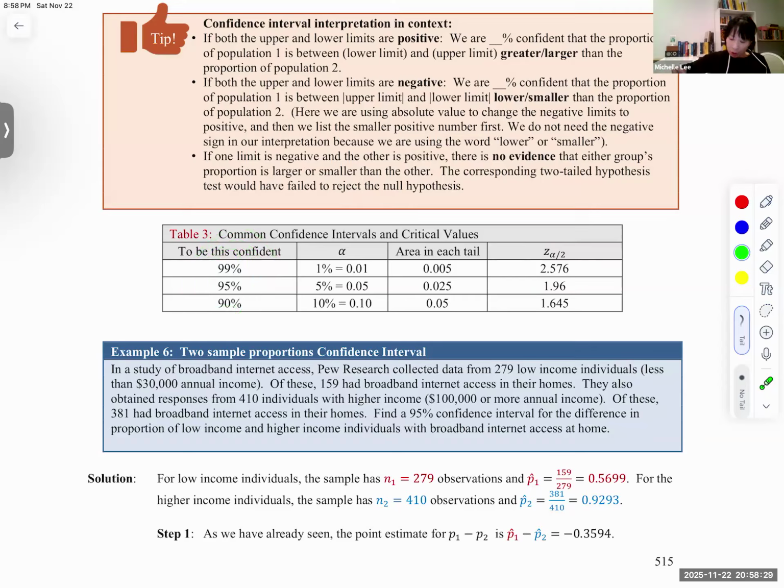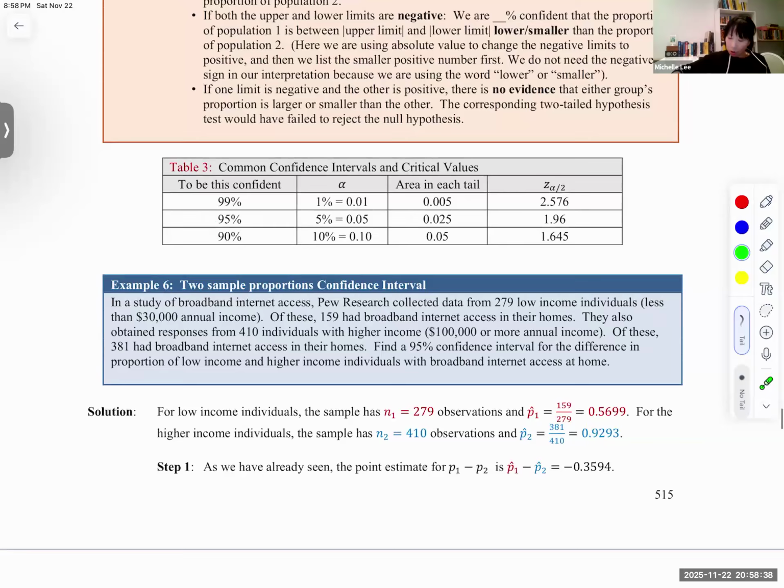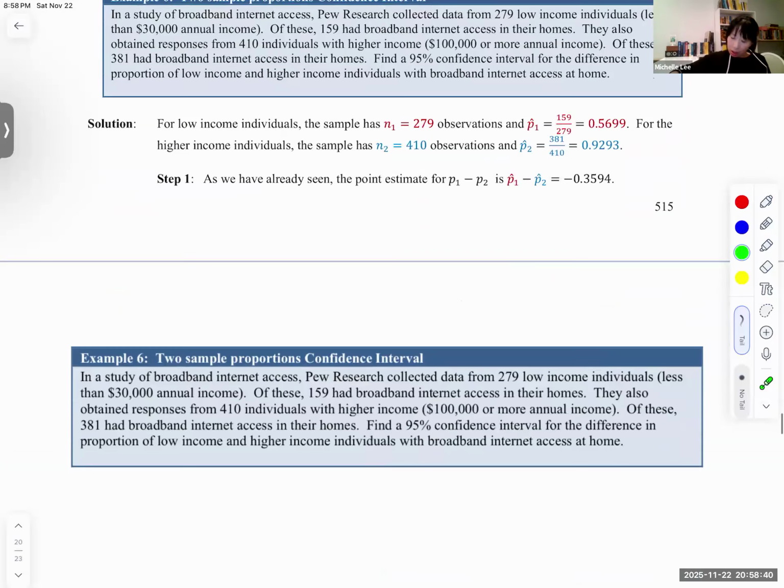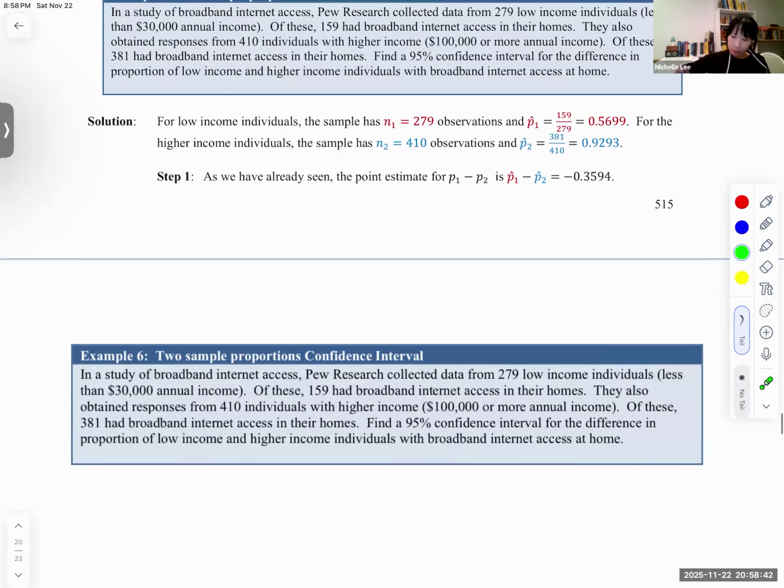Okay, so let us do this question again for the confidence interval. All right, so let's find out the point estimate. Yeah, so the point estimate, even though we have it there, let's find out the point estimate.